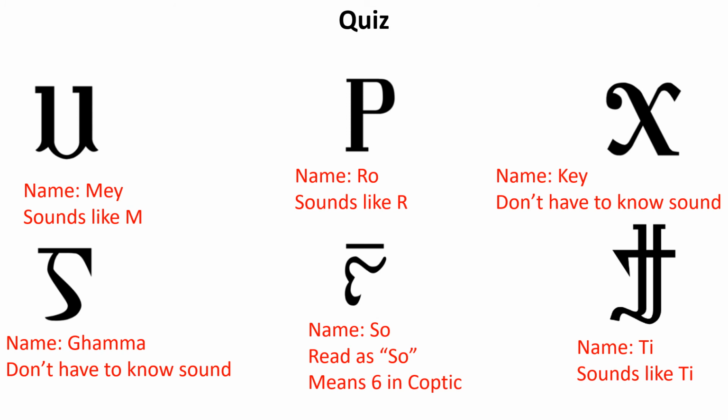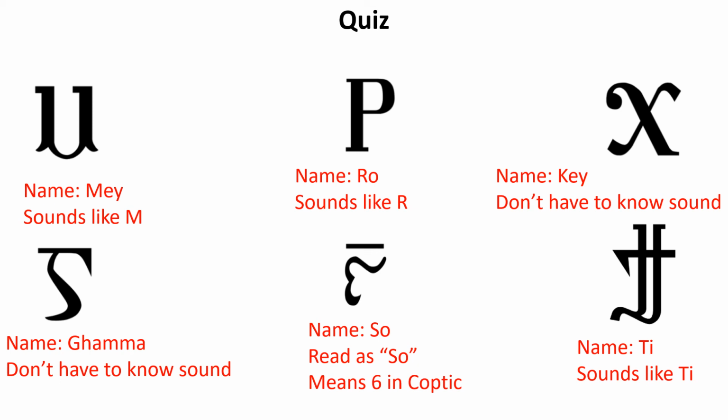So here are the answers. As you can see, the first letter we had is May, and it sounds like an English M. The second letter is Ro, and it sounds like an English R. Third letter we have K, and you don't really need to know what it sounds like because it has four sounds with different conditions. You don't have to know it now. Next we have Ghamma. Again, you don't have to know what it sounds like. After that, we have so. It's the only number in the Coptic letters, and it's number 6. And when you see it in a sentence, you just say so. That's how you read it.